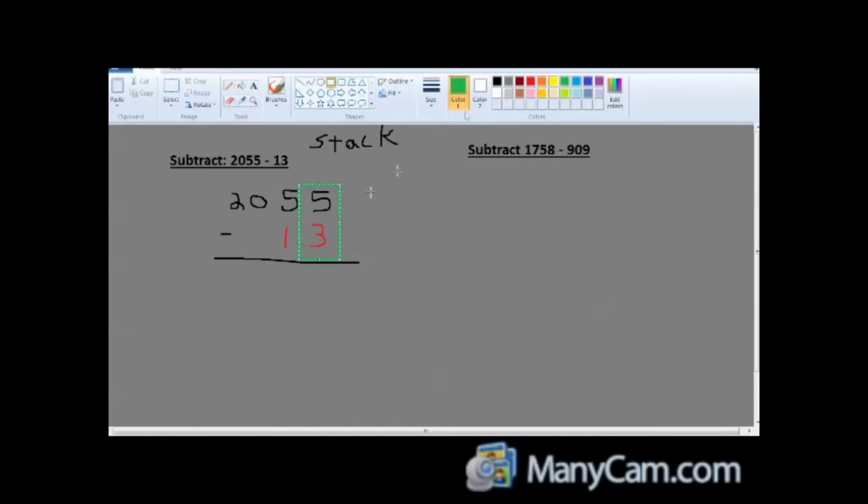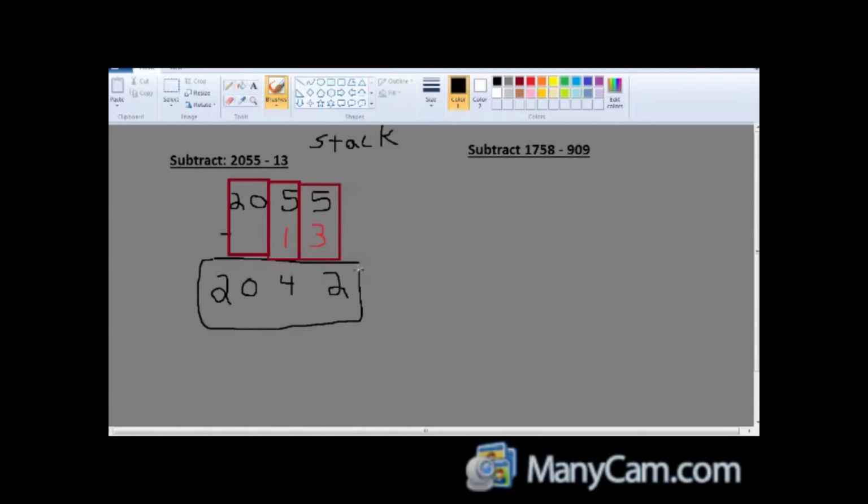You can see 5 minus 3, and then we'll have 5 minus 1, and then 20 minus nothing. Okay, and then we're going to get our answer. 5 take away 3 is 2. Remember that bar means equals or is. 5 minus 1 is 4. And 20 minus nothing is just 20. So your answer is 2042.